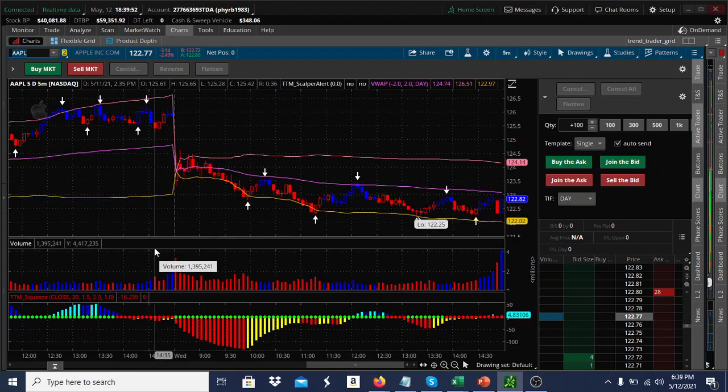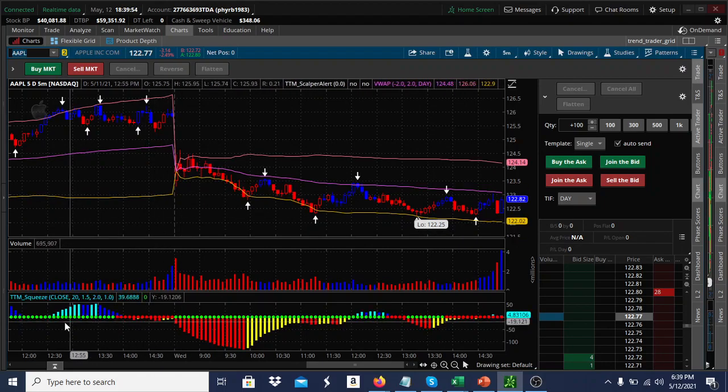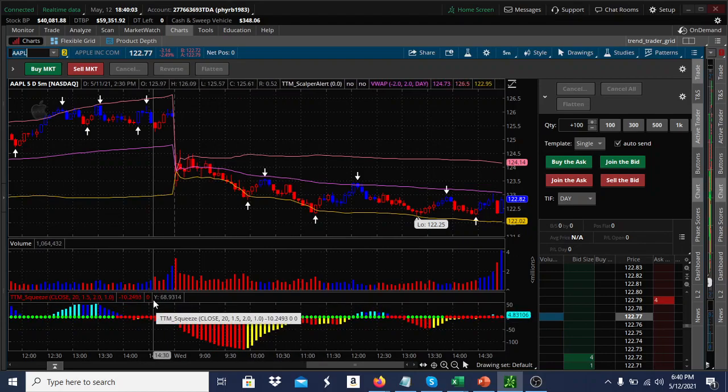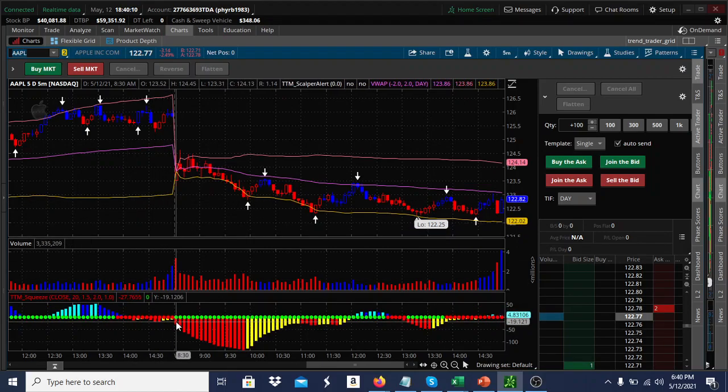With the TTM squeeze, these cyan and blue and then red and yellow bars are the momentum oscillator, so it can give you an idea of what the momentum is doing and what it's likely to do going forward. If you take this for example, when these bars are increasingly red like this, the momentum oscillator is saying momentum is to the downside.